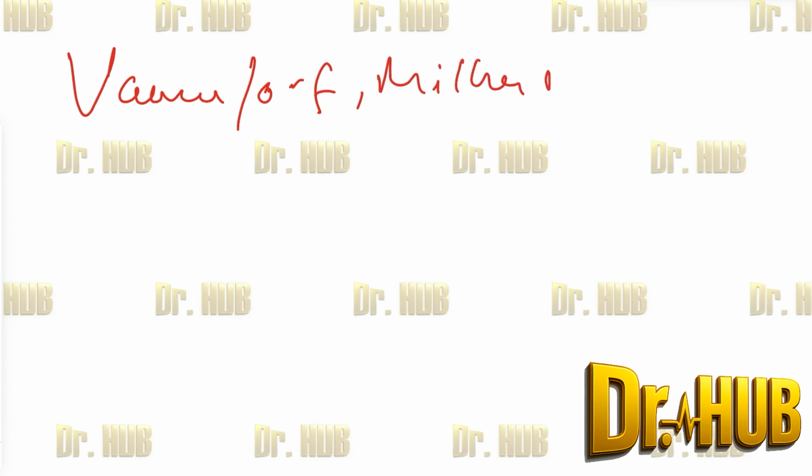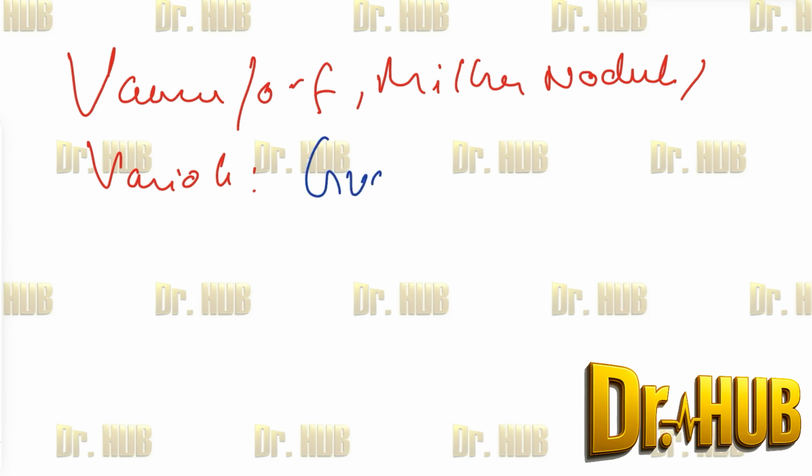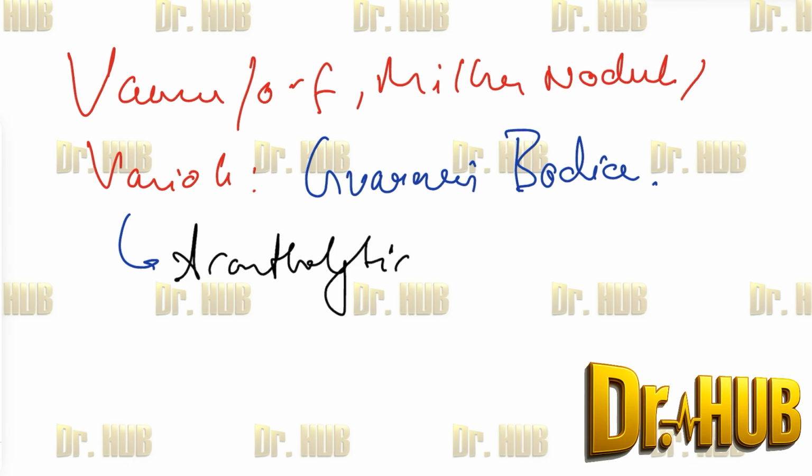The next disorders are vaccinia, orf or Milker's nodules, and variola. Here there are acantholytic squamous keratinocytes and eosinophilic cytoplasmic inclusions called Guarnieri bodies.